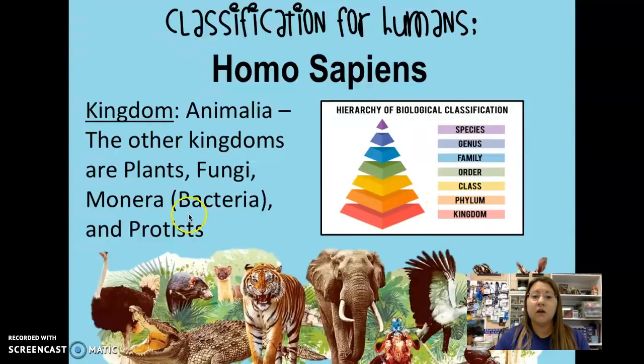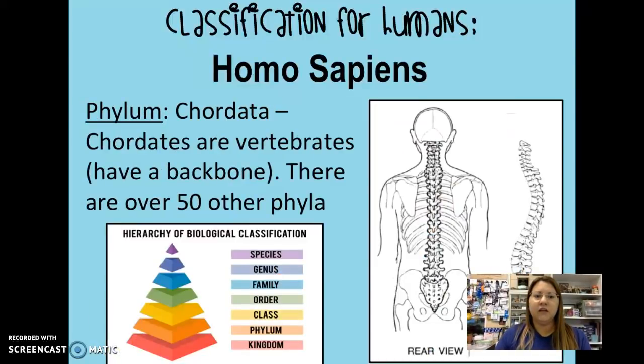For humans, our kingdom is the animal kingdom. Humans are animals. We are not plants, we're not fungi, we're not bacteria, and we're not protists. We are animals. That's the kingdom that we fall in. So if you'll highlight Animalia.